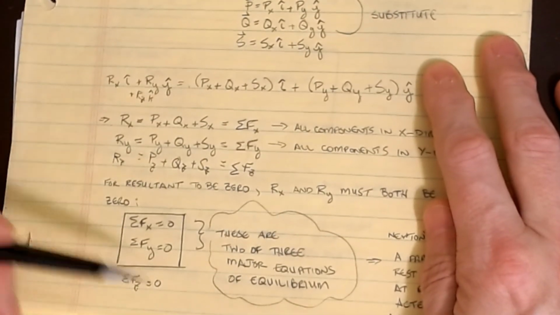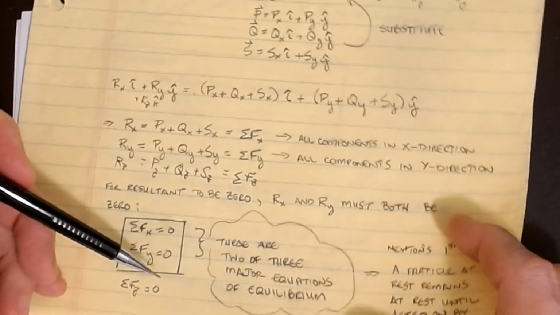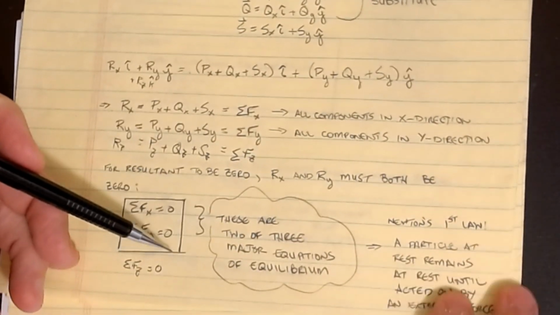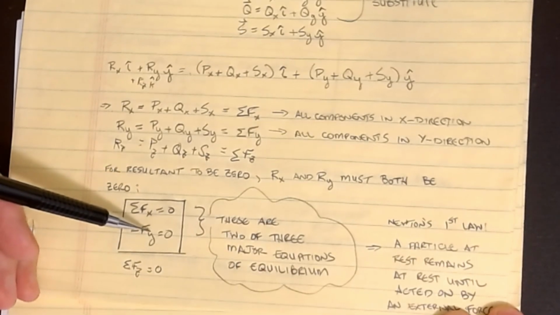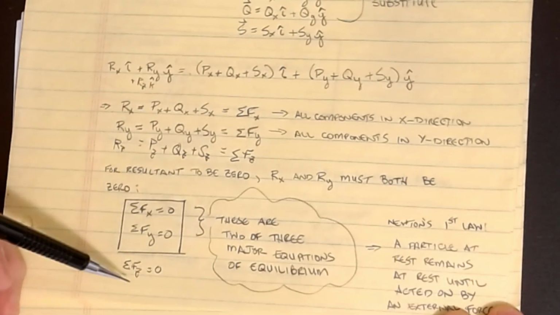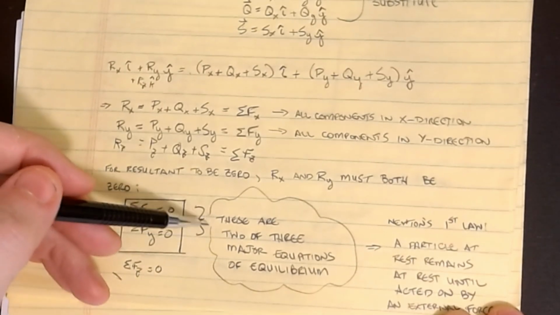Now again, there are other things that we have to look at, moments being one of them, and we'll get to those probably in the next video, where we'll start talking more about those. But these are two of the three major equations of equilibrium in 2 dimensions, and this one is obviously a 3-dimensional one. Okay, the other one that shows up then is the moments.